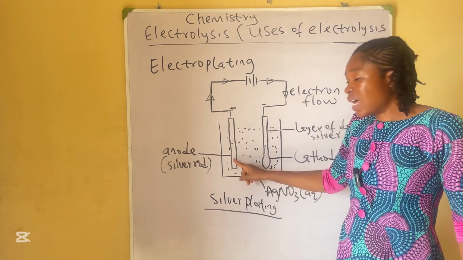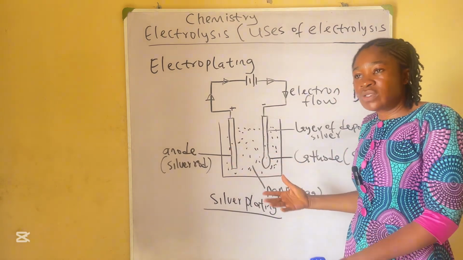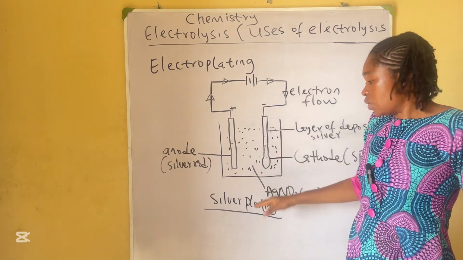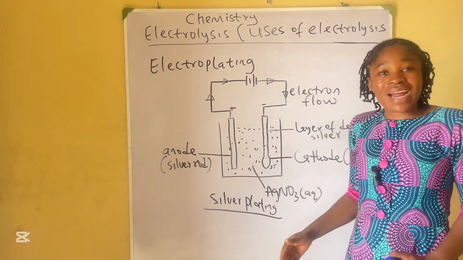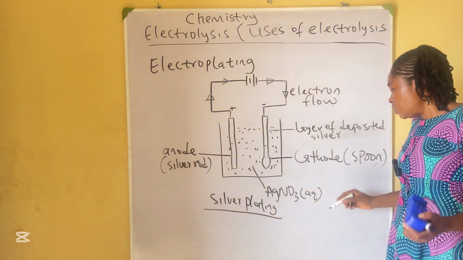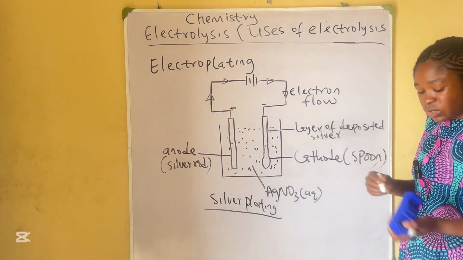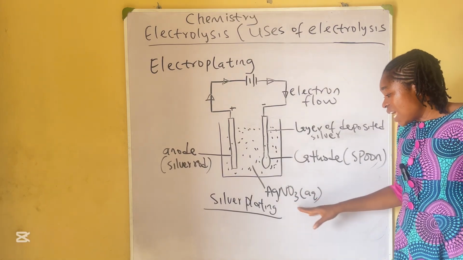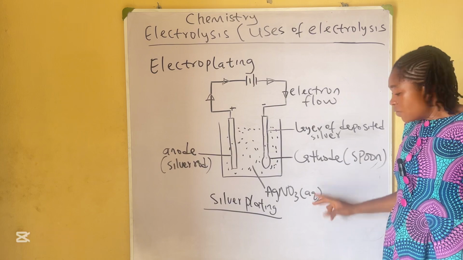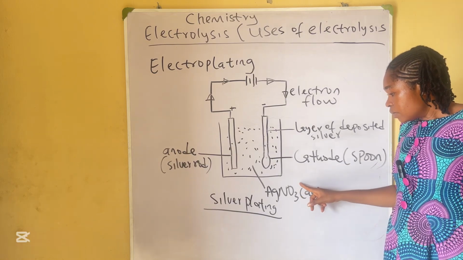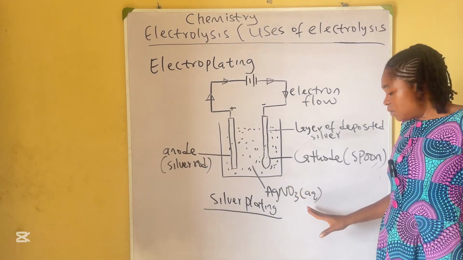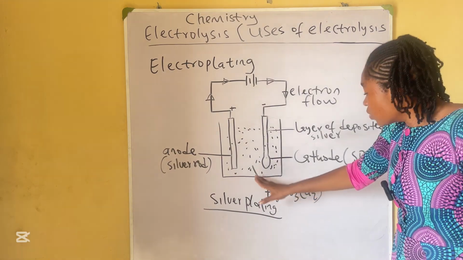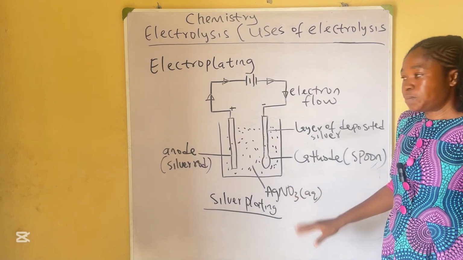Silver is the plating metal, so you can see this silver anode. It could be a silver rod or a silver plate. Then the electrolyte is the soluble salt of silver. Remember, silver chloride is not soluble, silver carbonate is not soluble. So the soluble salt of silver is silver nitrate solution. If you're using the formula, you have to put aqueous. If you just write AgNO3 without putting aqueous, it's wrong. So the electrolyte is AgNO3 aqueous solution.